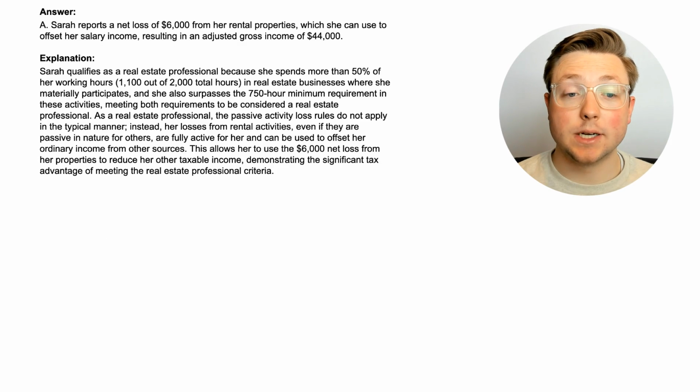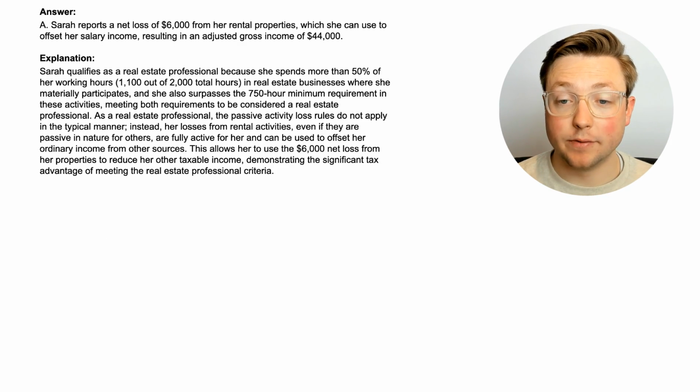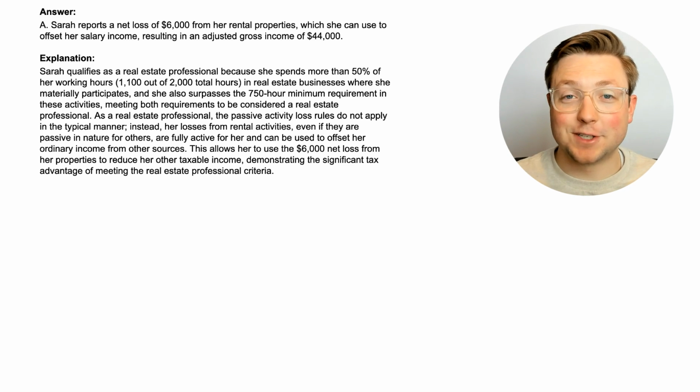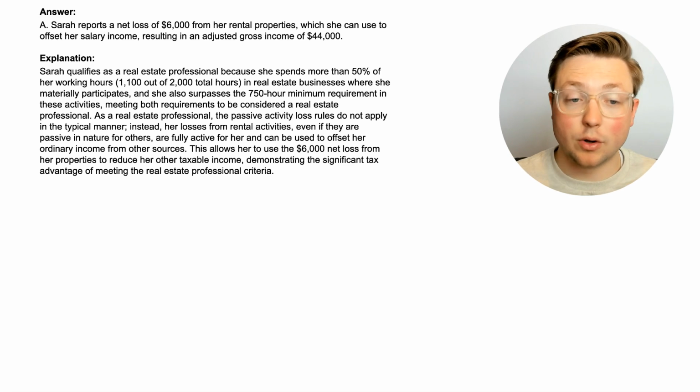Okay, and the answer is that she reports a net loss from her rental activities, which she can use to offset her salary income, resulting in an adjusted gross income of $44,000. So this is in complete contrast to what we just learned in the first question, so this must be one of the exceptions that was mentioned. So let's go ahead and read about it.